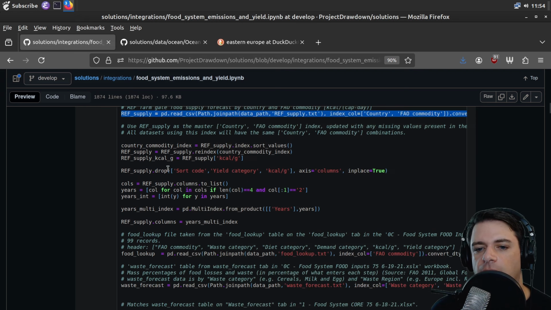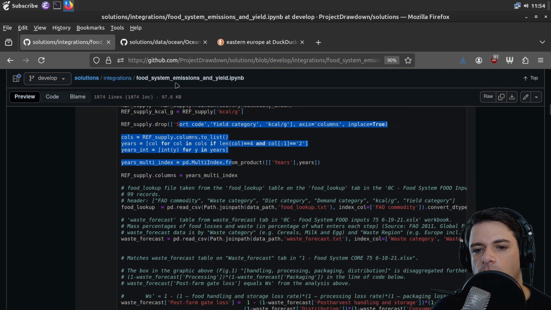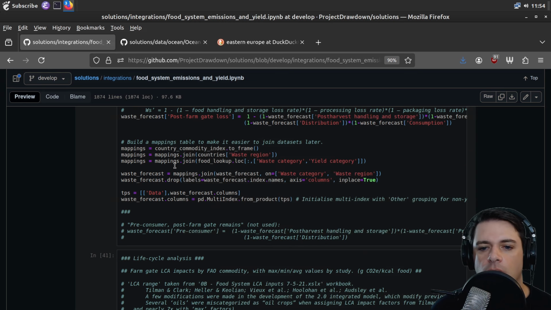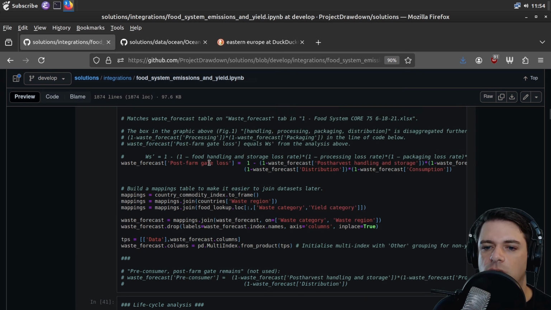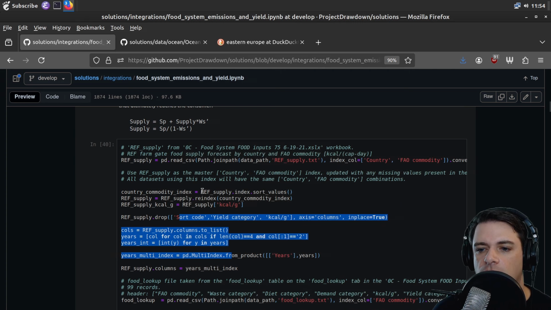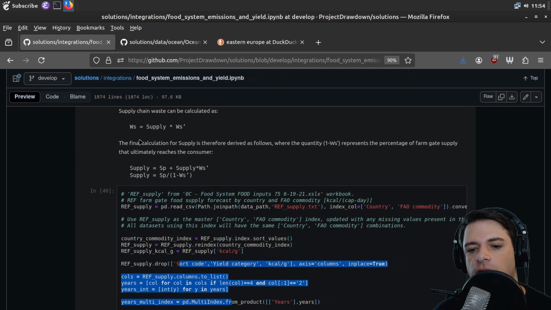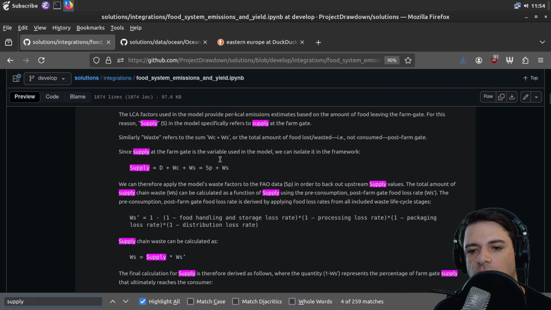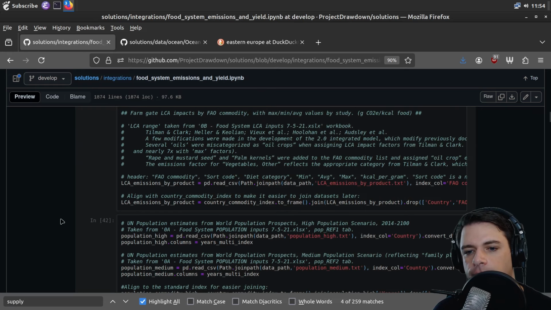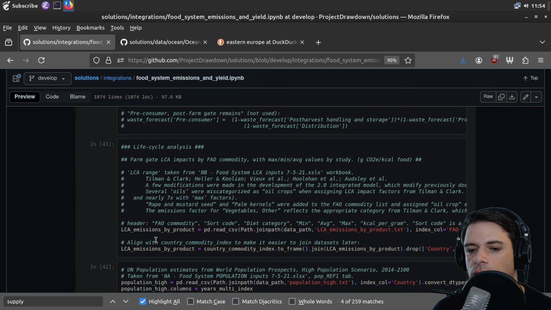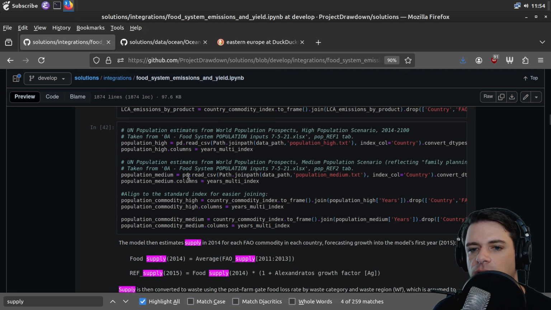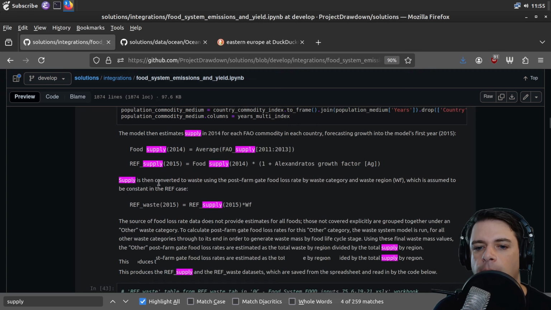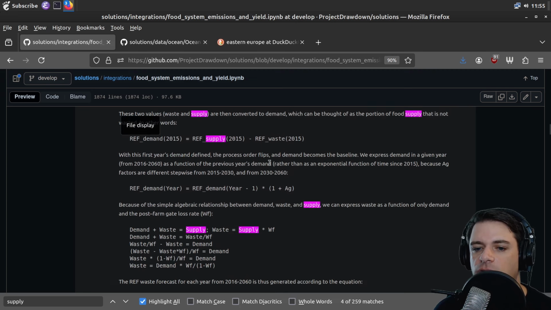And we're reading a CSV file and monkeying around with the data to get it in the right format. Basically, this is just like data massaging, it looks like. I'm sure we have this supply sum thing somewhere. I don't really see it, but maybe we're just calling sum on some columns or something. And then LCA emissions by product, we're reading another CSV file. We're reading a CSV file to get the population estimates.